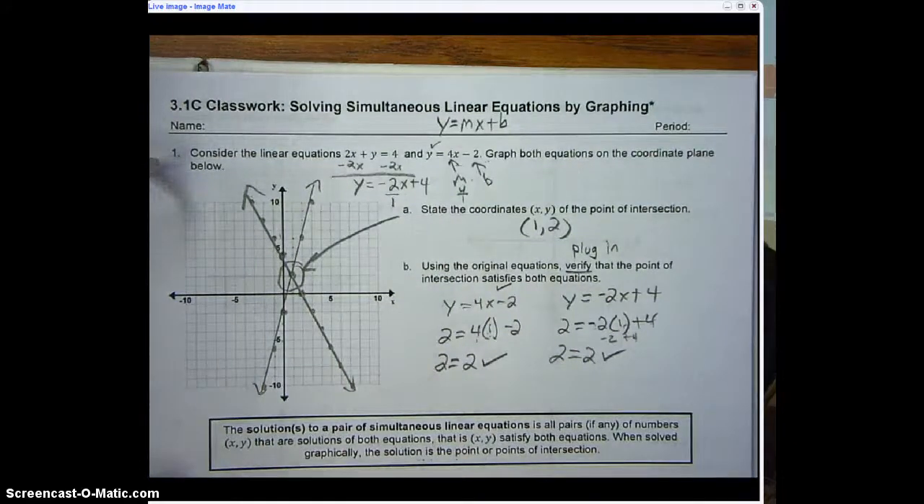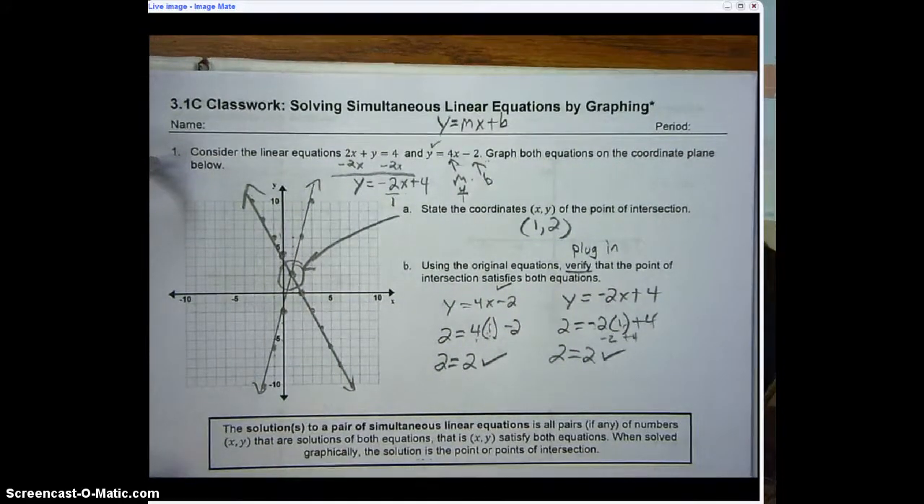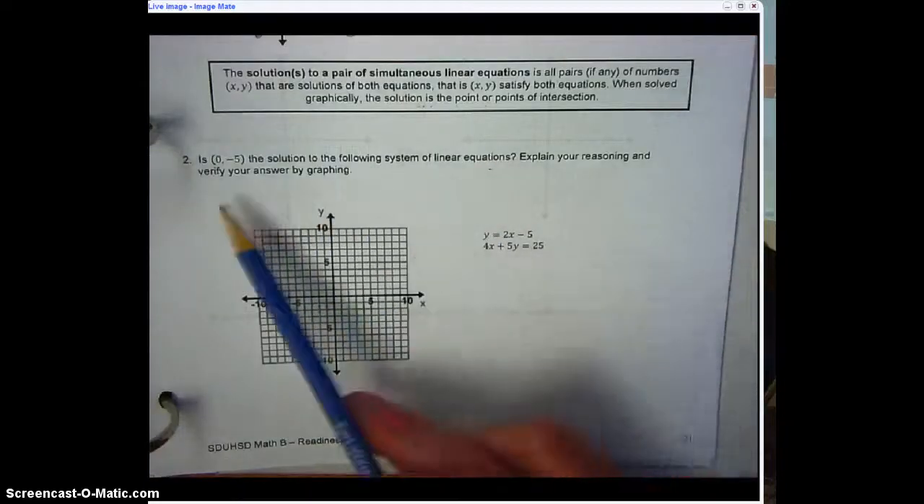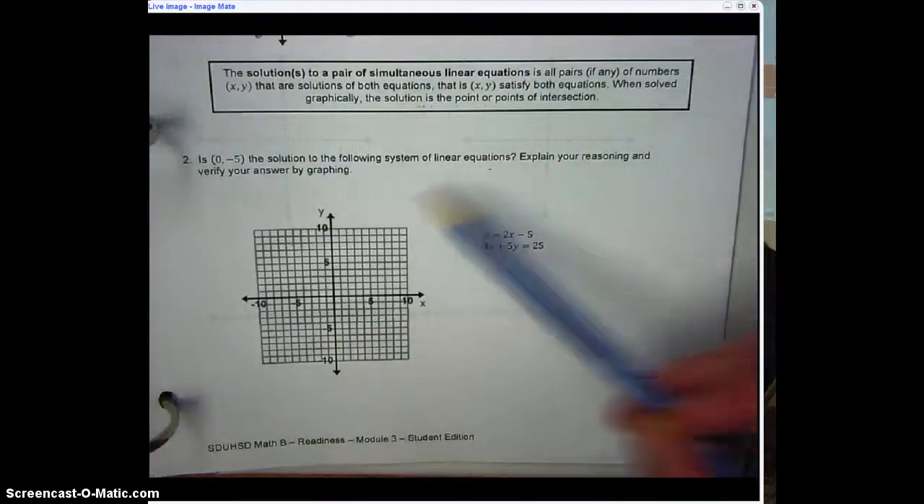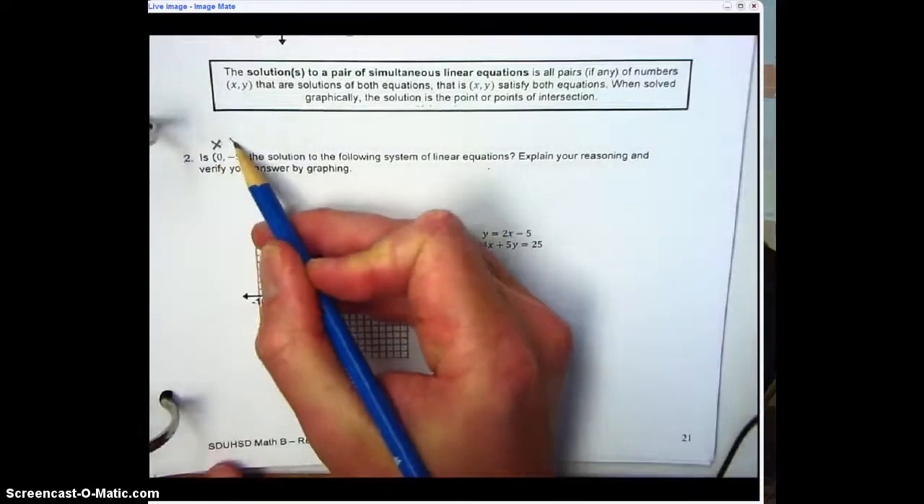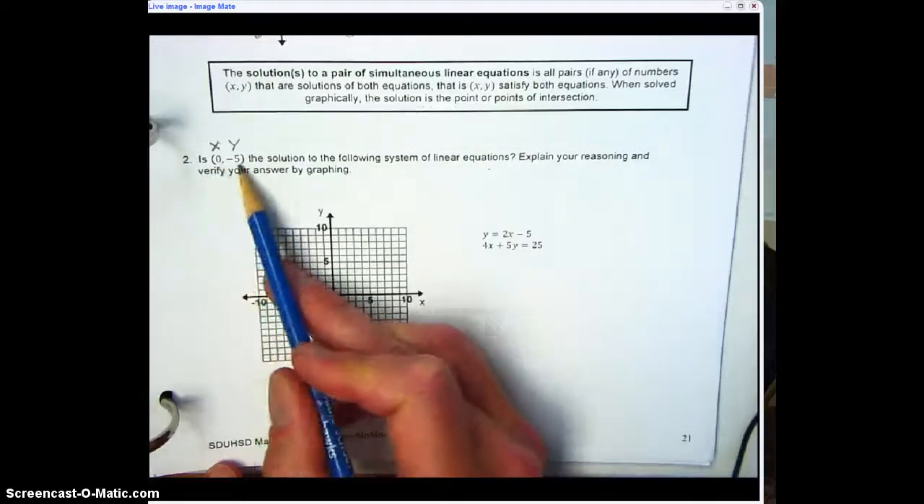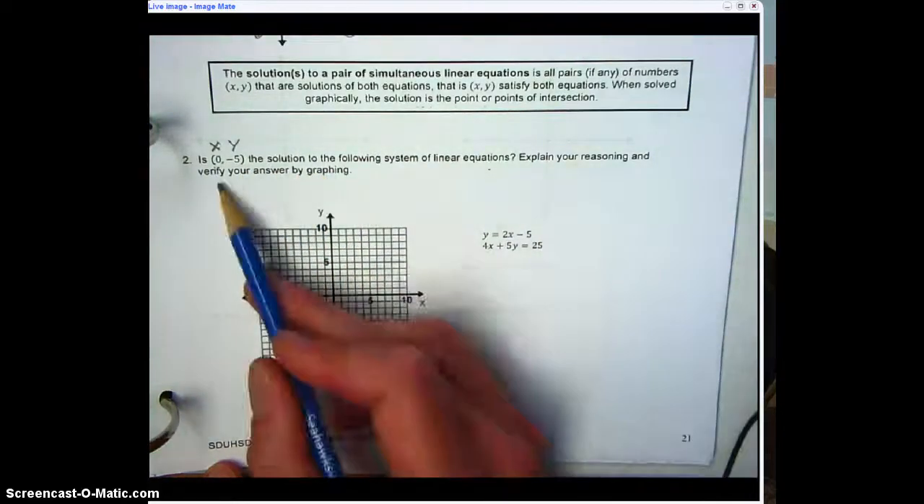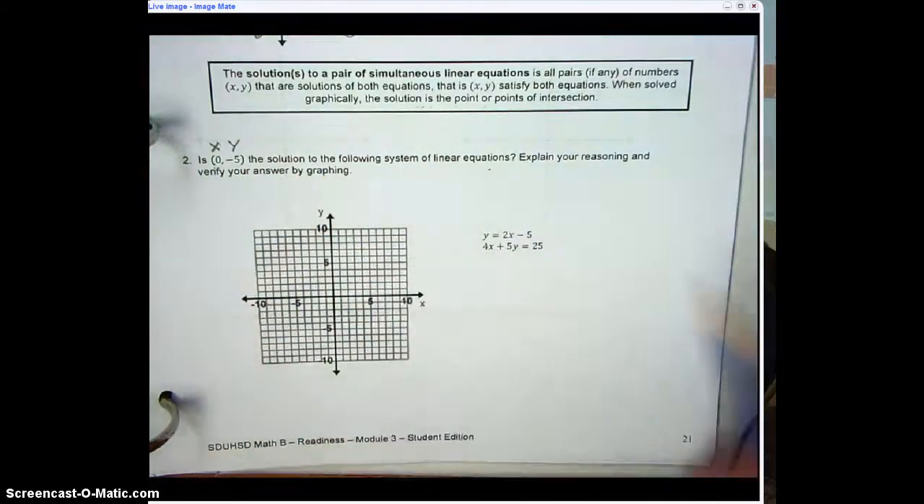I'm going to press pause and come back to you, so the substitute teacher can press pause while you guys read this and talk about what we just did. Make sure you pay attention to every problem we're doing, because this homework that you're about to do is just like this. This time we're going backwards. They're asking us if this ordered pair of (0, -5) is the solution, and then we're going to explain and verify by graphing. So we're going to go backwards.